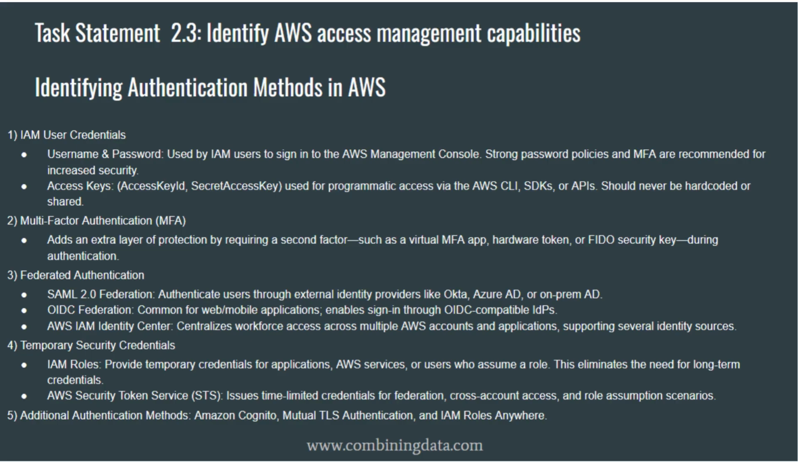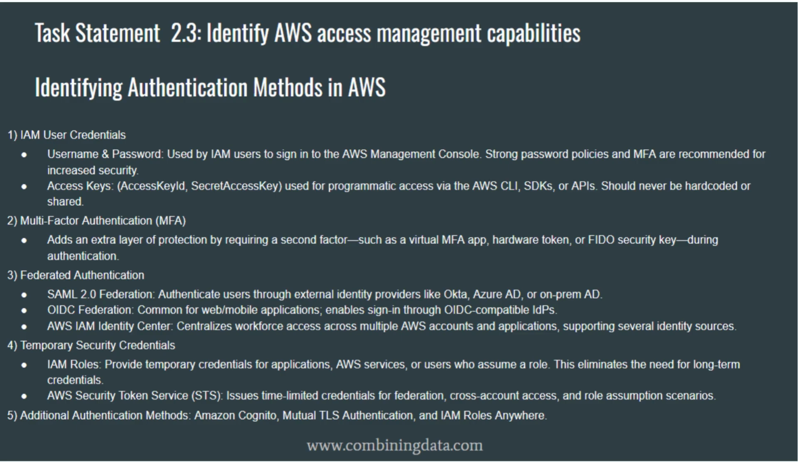3. Federated authentication. Federated authentication allows users to sign in to AWS using existing corporate or external identities, instead of creating separate IAM users. With SAML 2.0 federation, organizations can authenticate users through systems like Okta, Azure Active Directory, or on-premises Active Directory. This is common for enterprise environments.